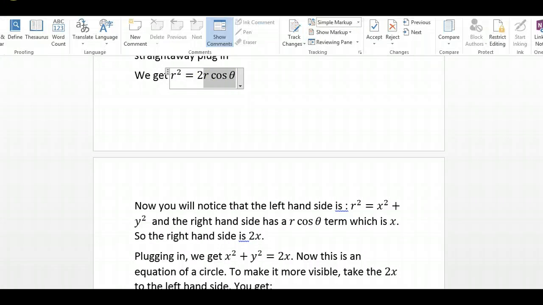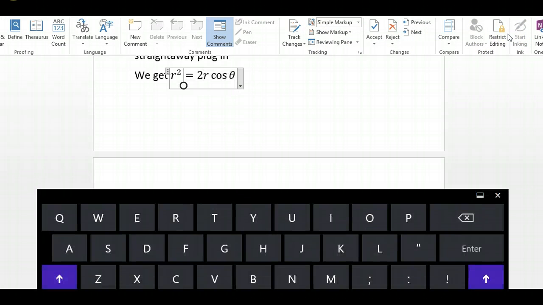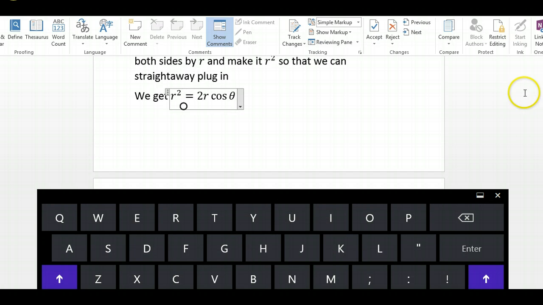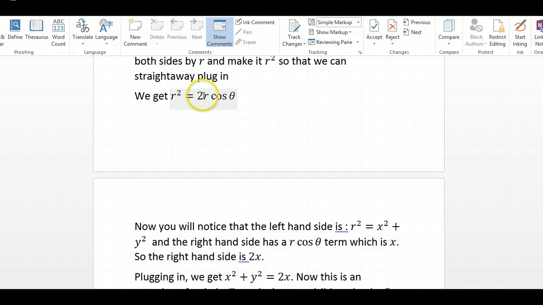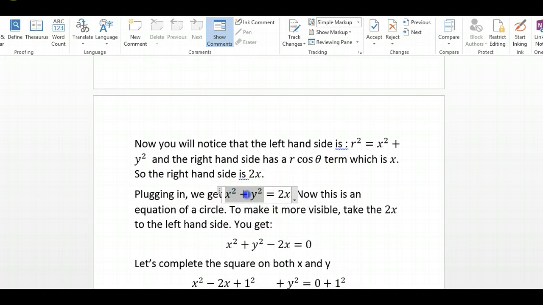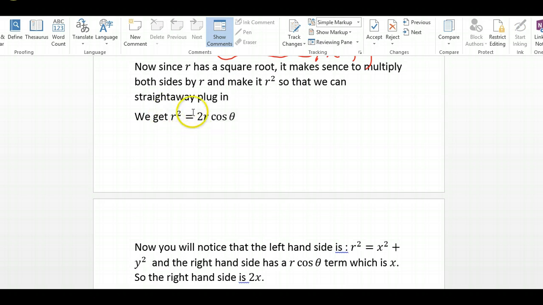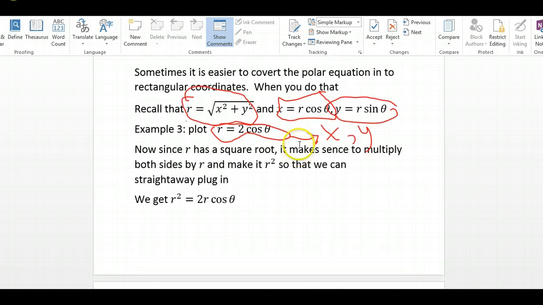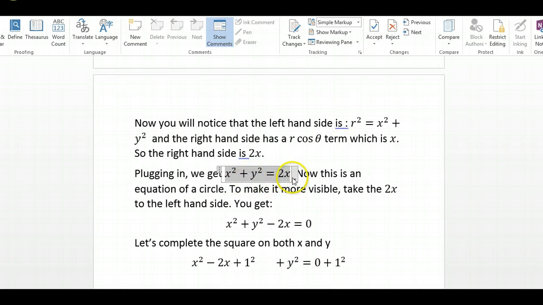So we have x squared plus y squared, and this is equal to 2 times r cosine theta, and r cosine theta is x. So we have x squared plus y squared is equal to 2x, because r cosine theta is equal to x. So what do we have? We have an equation x squared plus y squared is equal to 2 times x.